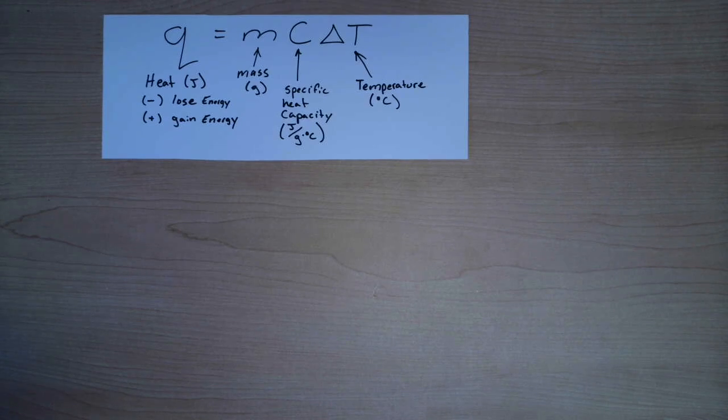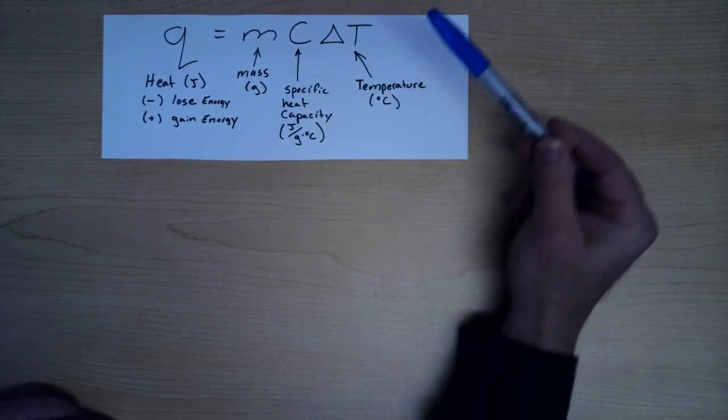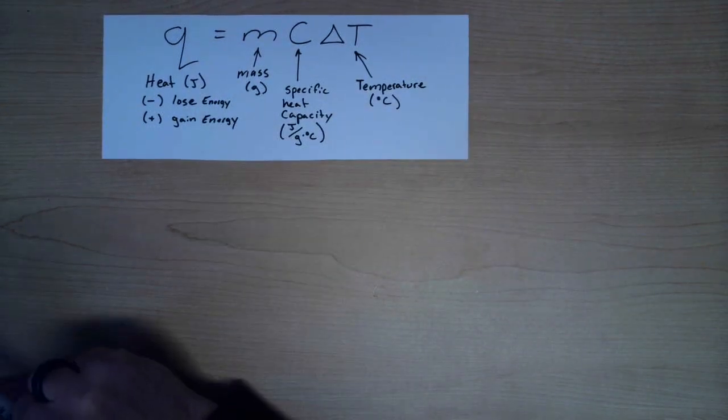In this video, I'm going to be using some terms like heat and specific heat capacity. We're going to use this equation that relates heat, which is the flow of energy, to a temperature change. Before I get into a sample problem, let's talk a little bit about this equation. I'll start over here on the left.